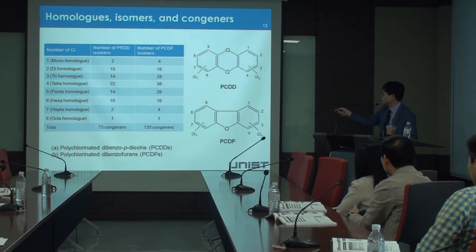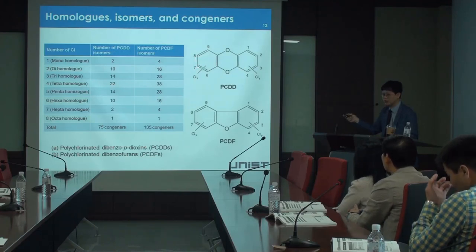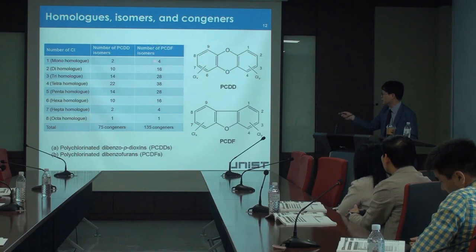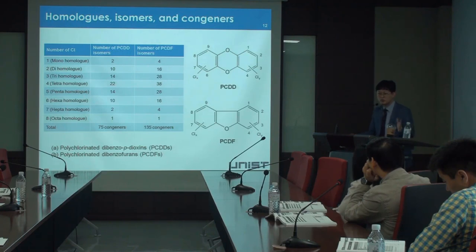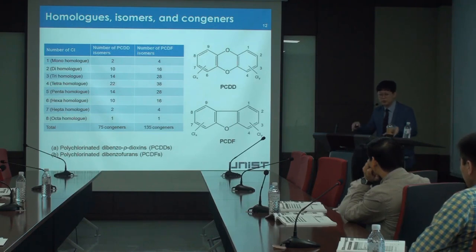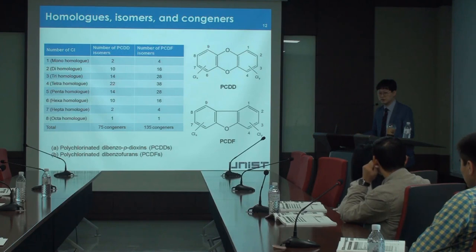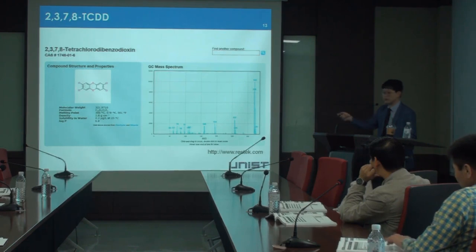So PCDD has two isomers with one chlorine, here or here, and furan has four isomers. The total number of congeners or isomers is 75 and more than 100, so in total there are more than 200 congeners. It means that in the environment there are more than 200 contributors. But our target compounds are generally about 17 toxic congeners. Among them, we only focus on these based structures.